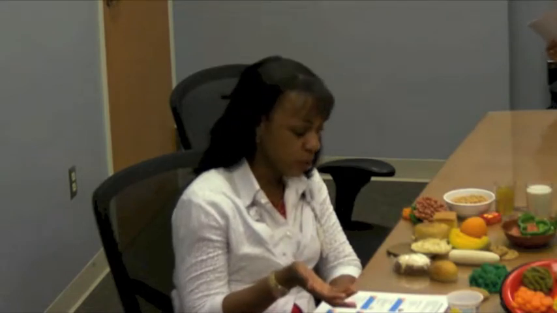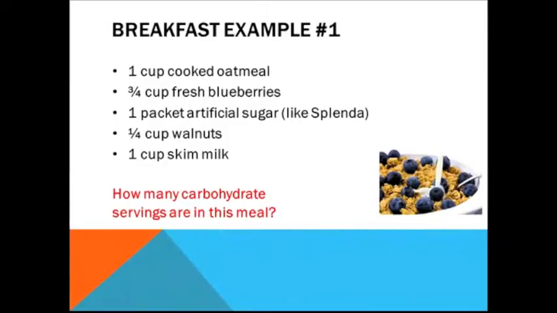And there's a question on each sample meal: how many carbohydrate servings are in this meal? A cup of cooked oatmeal, 3/4 of a cup of fresh blueberries, a packet of artificial sugar, something like Splenda, a 1/4 cup of walnuts, a cup of skim milk. So the question for all of you is, how many carbohydrate servings are in this meal?